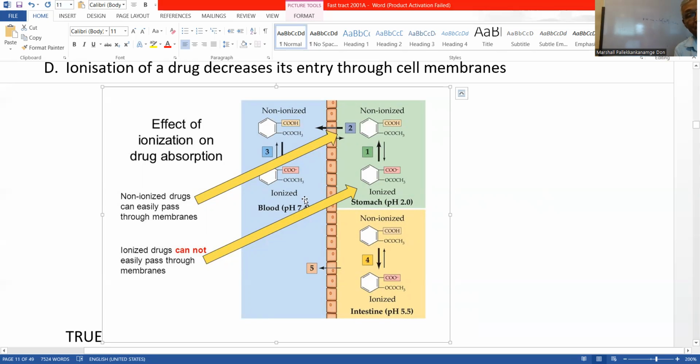See this here, it is ionized. COO minus charge here, so it has an ionic charge. So it is difficult to pass through. Ionization of a drug decreases its entry through the cell membrane. That is true.